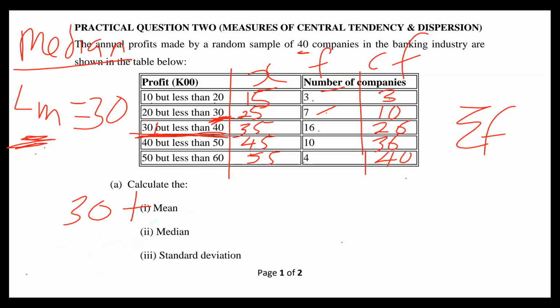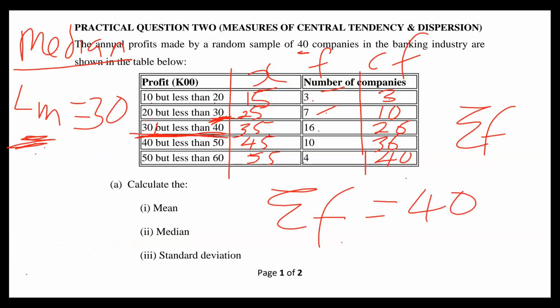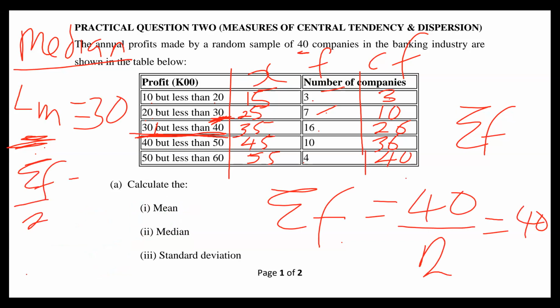When you get the lower class boundary, what should come next is the summation of f, right? The summation of the frequencies, 40, to be divided by 2. That gives us 20. So we have summation of f divided by 2 equal to 20.